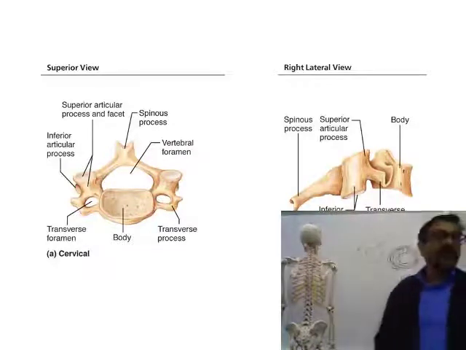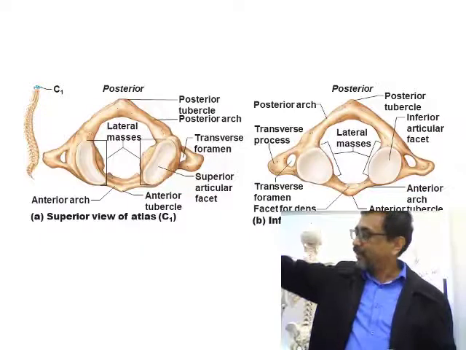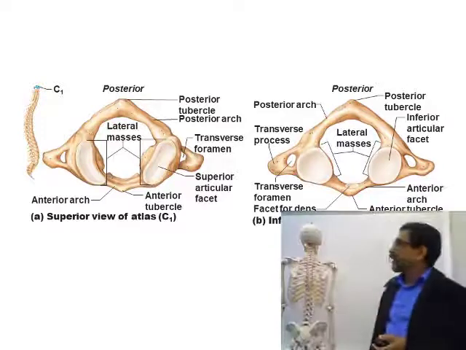C3 to C7. That means third, fourth, fifth, sixth, seventh. Those 5. I mentioned C1, C2 are atypical. They are different, right? The other 5 look like this. C1 and C2 are different. So C3 to C7 are like this.